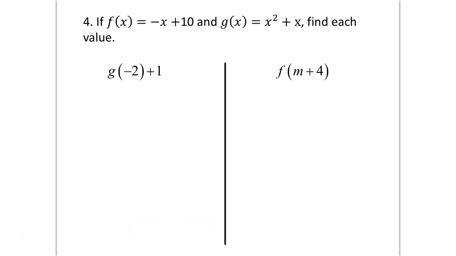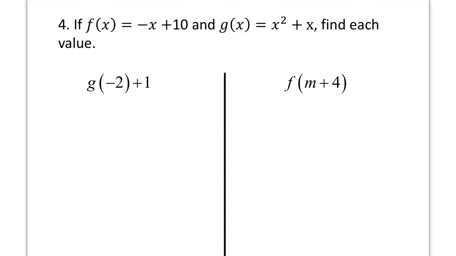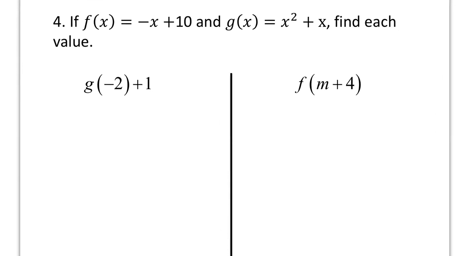Now this one is a little bit more. You do have different functions, f of x and g of x again. Now the functions are different in this example. Let's just understand what they are. F of x is -x plus 10, and g of x is x squared plus x. So notice this function has two x's, an x squared plus an x. Now we want to find the value of g of -2 plus 1.